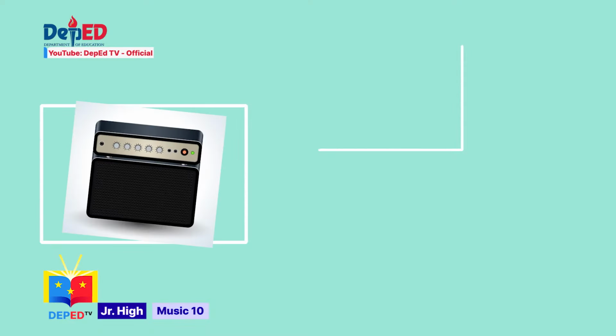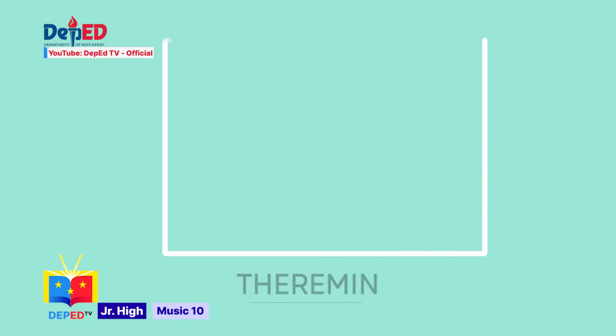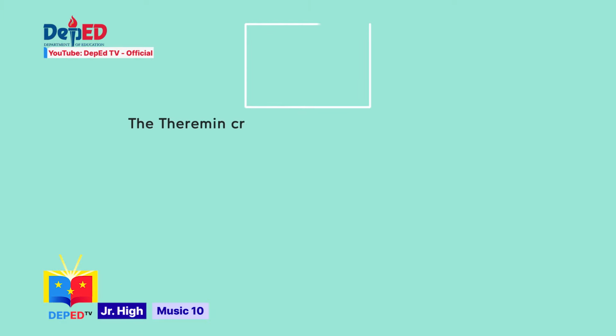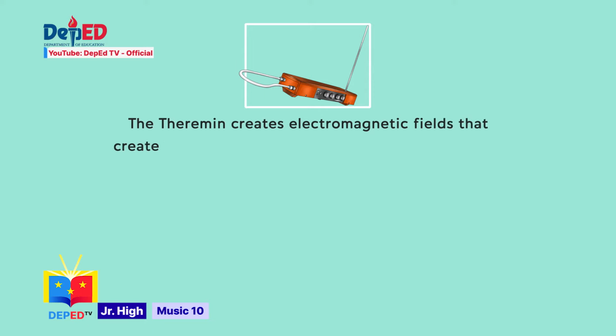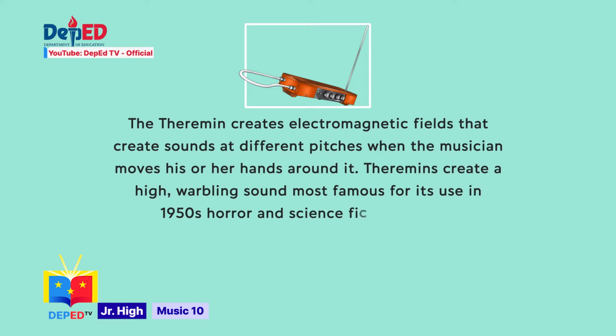Other machines used by the composers were amplifiers, tape recorders, and loudspeakers. Have you seen this instrument before? Yes, this is an instrument and this is called the theremin. So how does this work? The theremin creates electromagnetic fields that create sounds at different pitches when the musician moves his or her hands around it. Theremins create a high, warbling sound most famous for its use in 1950s horror and science fiction movies.